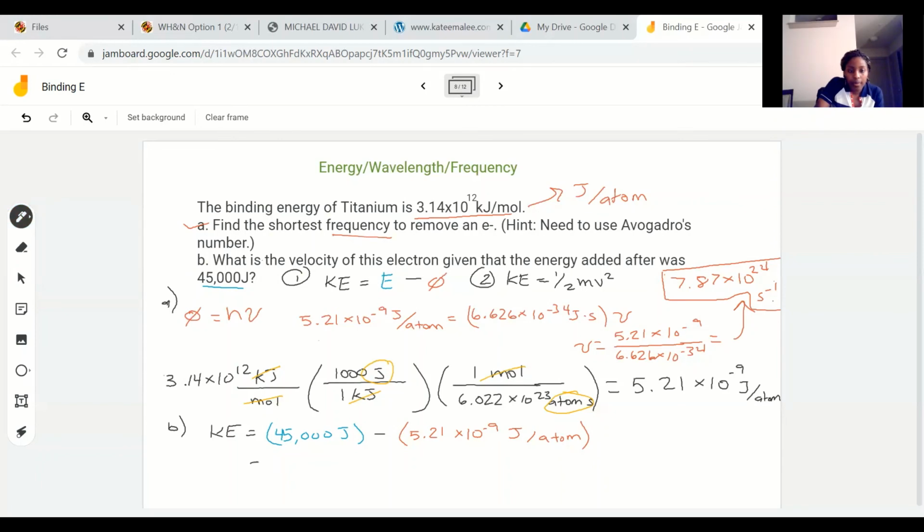Let me subtract those two. Let me just make sure that there's no difference. Yeah, there's no difference. It's going to be 45,000. Don't get comfortable with this just because, like I said, usually there's a difference. Now I'm going to take that second equation and set that equal to my kinetic energy. So 45,000 equals 1/2. We're talking about an electron here. 9.11 times 10 to the negative 31. And we're solving for velocity squared.